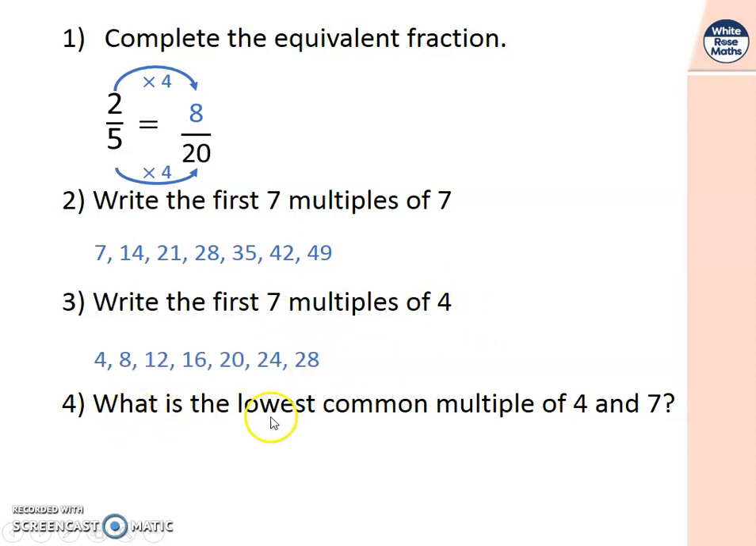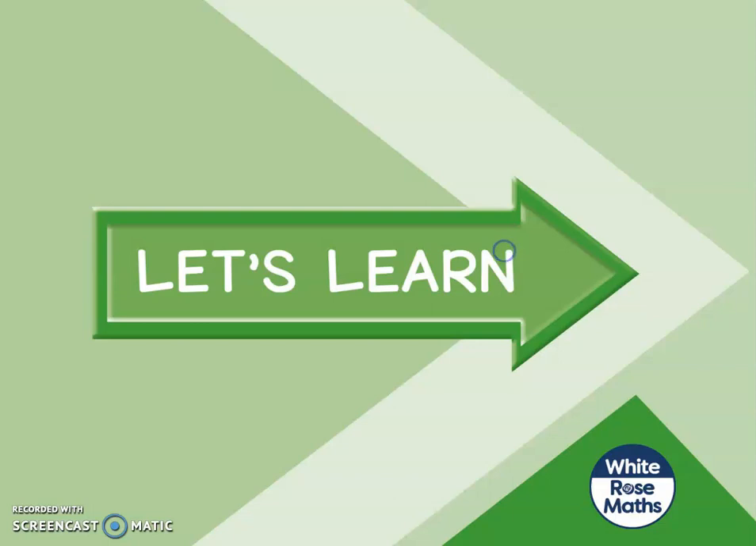Number 4 says, what is the lowest common multiple of 4 and 7? So you look in both times tables and find the first number you come to that's in both times tables. You should have spotted 28. So the lowest common multiple of 4 and 7 is 28. Let's see how all of this will help us in our learning today.